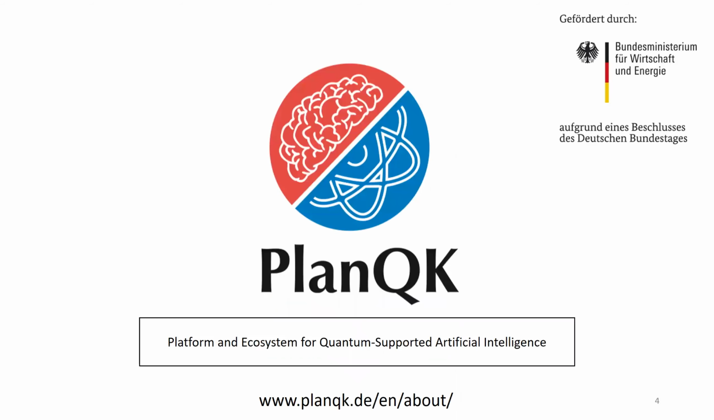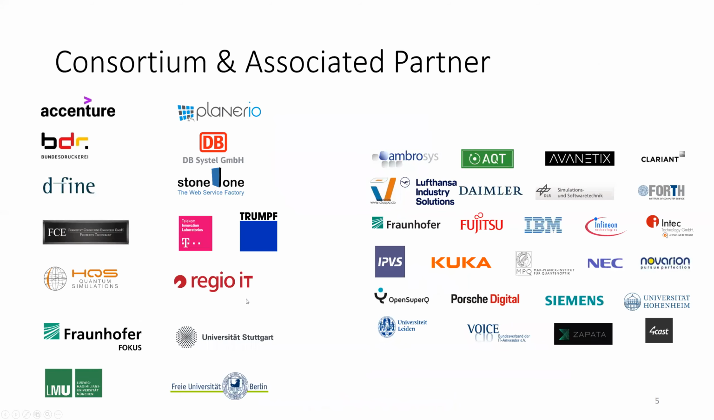So, the Planck project, this is an abbreviation in German for Platform and Ecosystem for Quantum Supported Artificial Intelligence. It's funded by the Federal Ministry of Economics, and it started in the beginning of this year. You can have a look at the website. There's an English version as well. And we have a consortium with several partners from the universities, Berlin, Stuttgart, but also from vendors and companies. And also we have some associated partners we are very proud of.